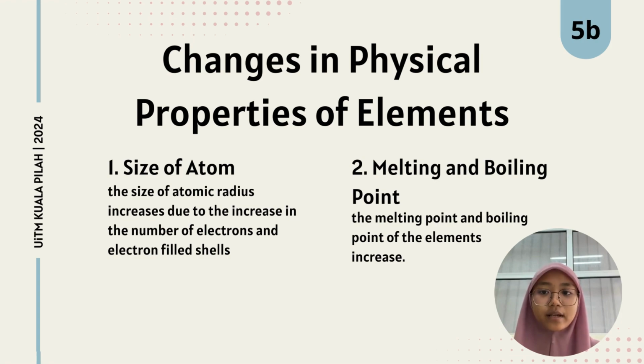There are two factors that change the physical properties of the elements: the size of atoms, and also the melting and boiling points. When going down group 18, the atomic radius increases due to the increase in the number of electrons and electron-filled shells. The melting and boiling points of the elements also increase. The increase in atomic size will increase the attraction force between the atoms. Therefore, the attraction force becomes stronger and more heat energy is required to overcome this force.